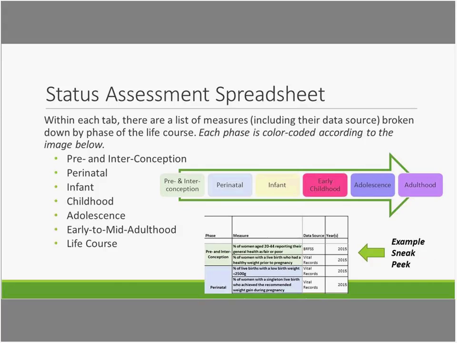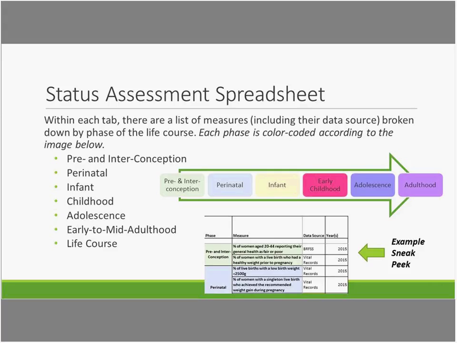Within each of the tabs, you'll see a list of measures, including their data source. And the measures are organized along each phase of the life course. Those phases of the life course are color-coded in accordance with what you see on the screen. There are measures associated with each of those phases of the life course where that was possible.